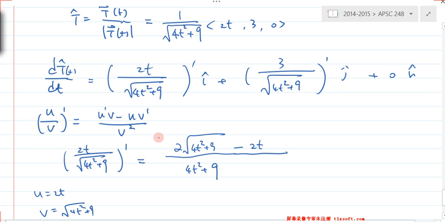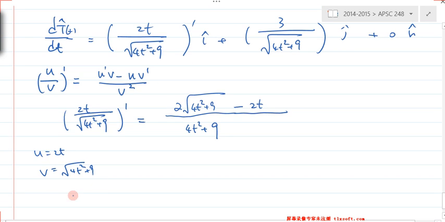Okay, so this is where lots of weird things are going to happen. v is this. What is the derivative of this guy here? So v prime, or in other words, what's dv over dt? In other words, what's d over dt of the square root of 4t squared plus 9? If you don't like the square root, you can write it as the power of 1/2, right? So what is the derivative of this one?